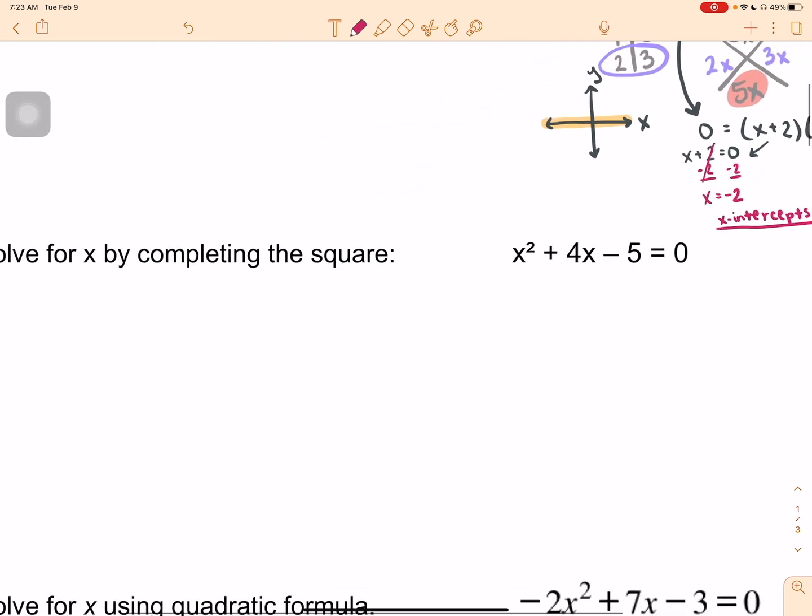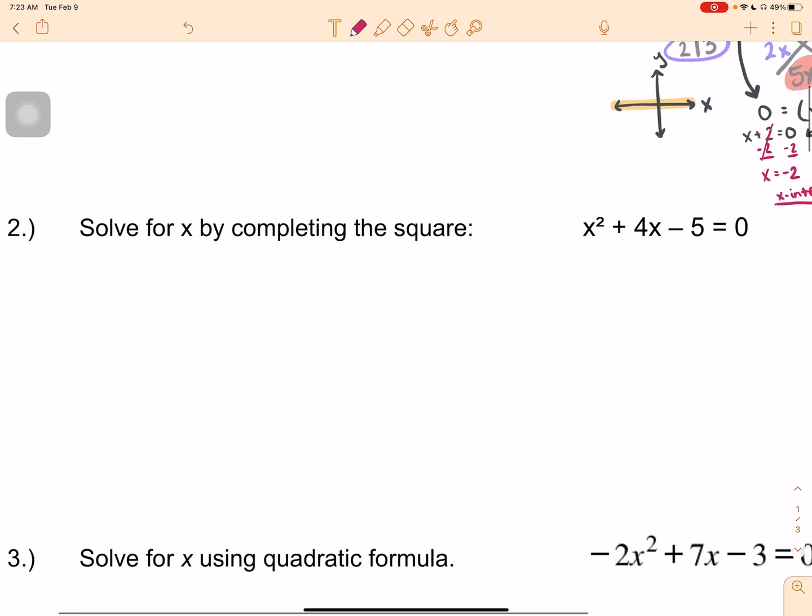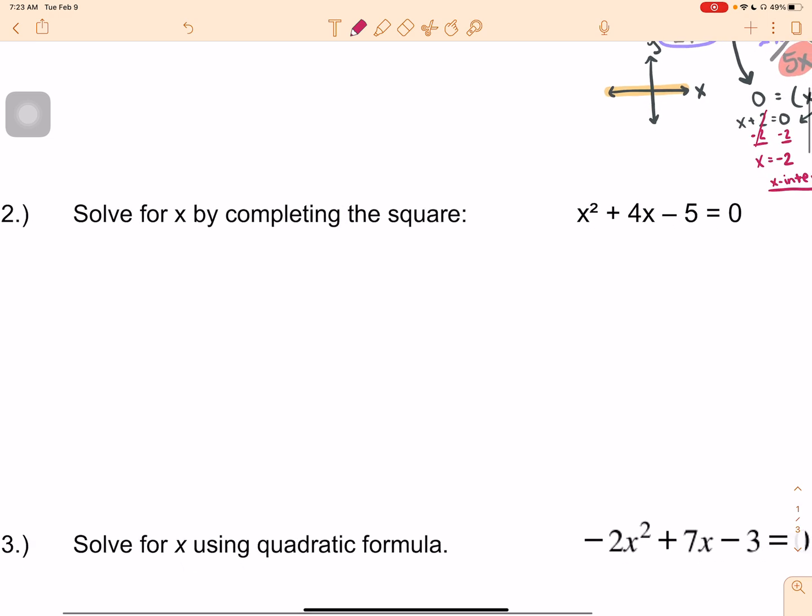All right, completing the square. You guys do have step-by-step examples of completing the square, so make sure you go look at those steps. I'm going to go ahead and put this over here just so I have a little bit more room to work with.